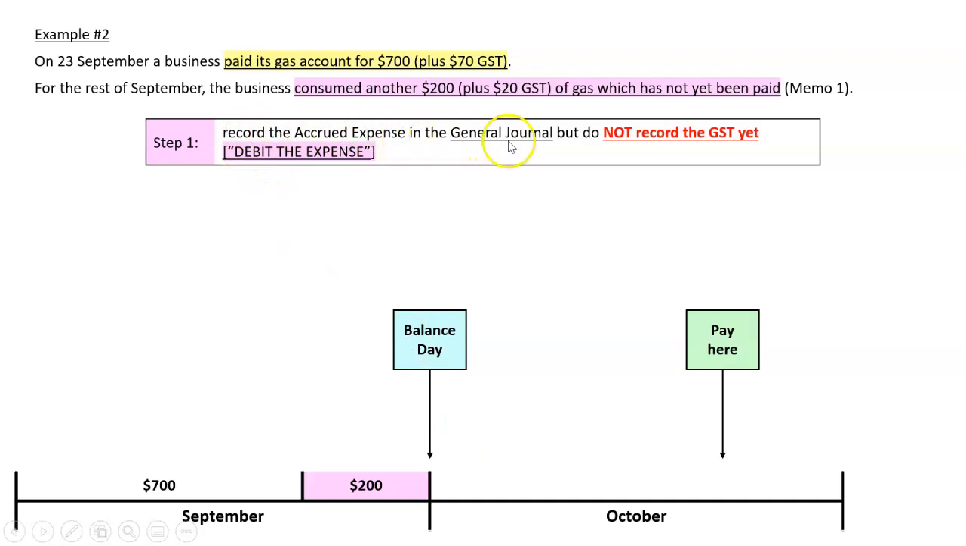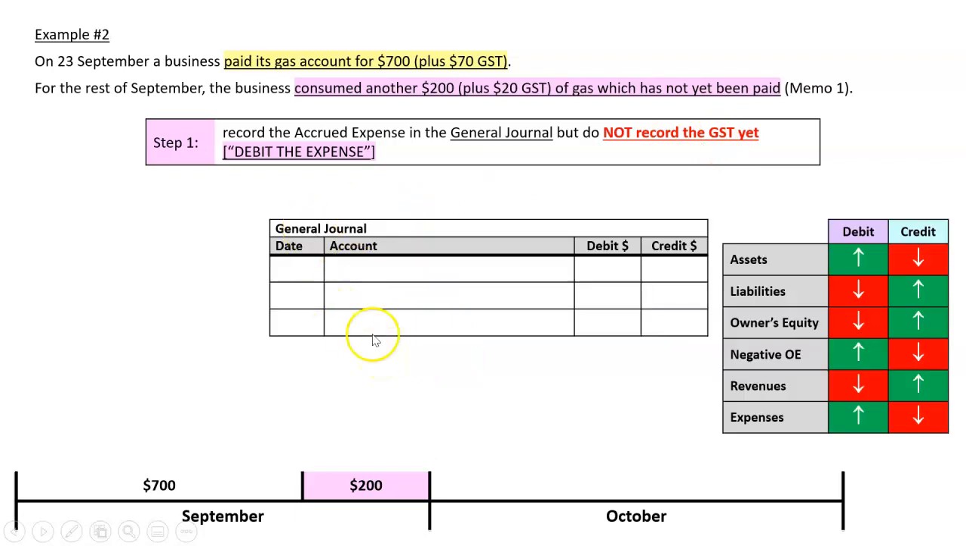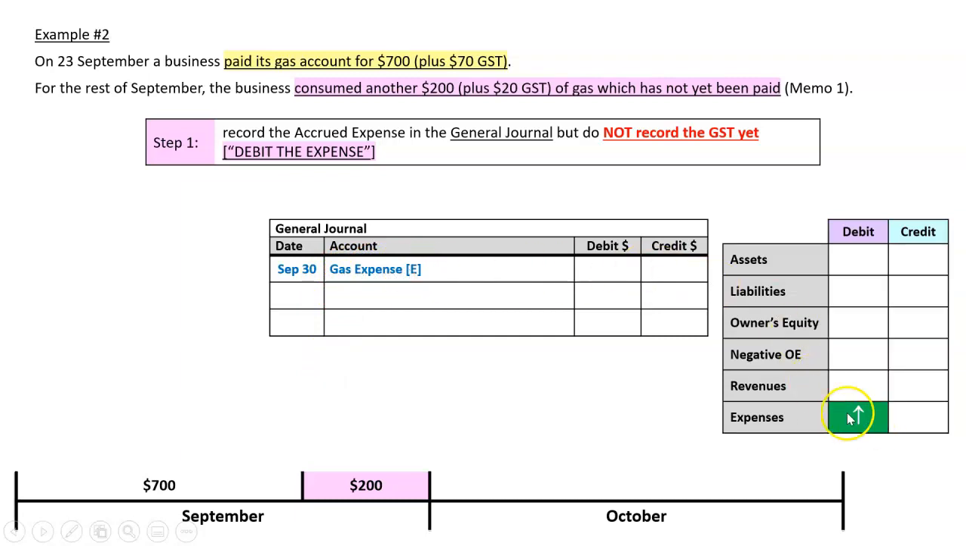Let's record the accrued expense in the general journal, but do not record the GST yet. That is called debiting the expense. What are we doing? Well, debit the expense. We've got the gas account, gas expense. What do we do? Well, it's going up. So that's a debit. So we're going to do $200 to the gas expense account. And that is what we call debiting the expense, that really important bit.